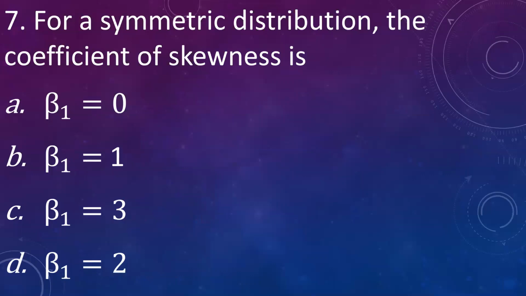Now for symmetric distribution, the coefficient of skewness is: A. Beta 1 is equal to 0, B. Beta 1 is equal to 1, C. Beta 1 is equal to 3, D. Beta 1 is equal to 2. Answer is beta 1 will be equal to 0 in symmetric distribution.